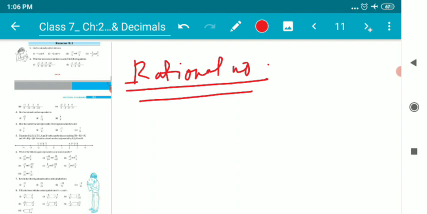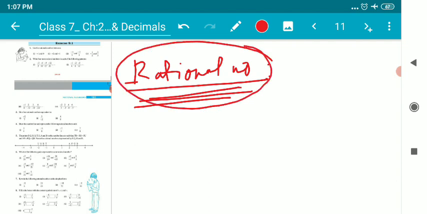Because this chapter will be introduced again in class 8, 9, 10 and in higher studies. These concepts will be required. So that is why it is really important to understand this concept in class 7. I expect everyone to pay attention and try these problems in your copy.